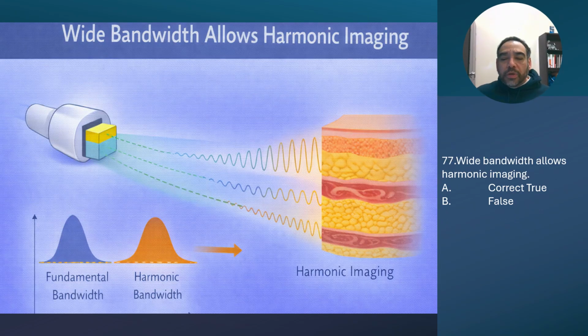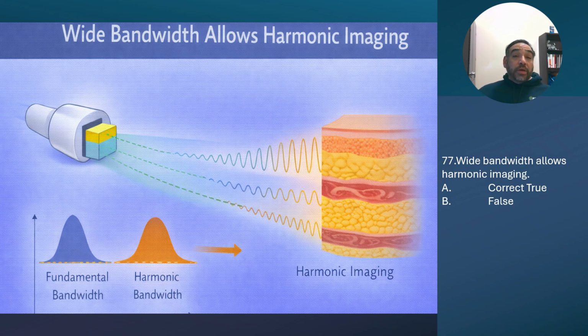All right, the last question in this presentation or recording. Wide bandwidth allows harmonic imaging. Again, another true or false. A is true, B is false. So this one is true. Wide bandwidth allows harmonic imaging. And so why is this true?